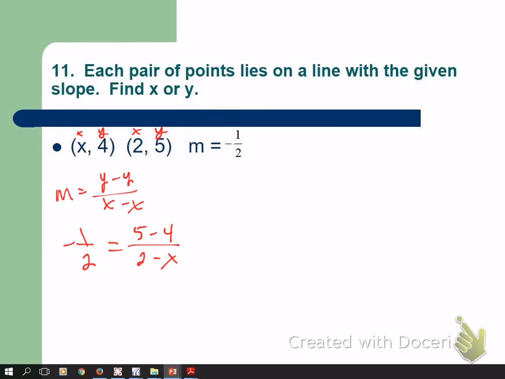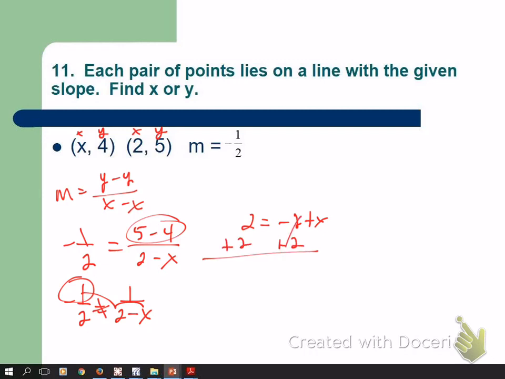And the way you solve a proportion is to cross multiply and solve. Now I'm going to go ahead and simplify this numerator first, and then cross multiply and solve. So 2 times 1 is 2. Distribute that -1 to here and here. -2 plus x. Then we're going to add 2, add 2. So x is 4. Okay?